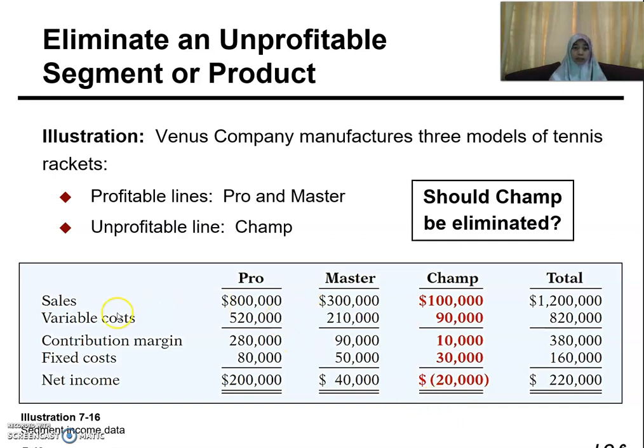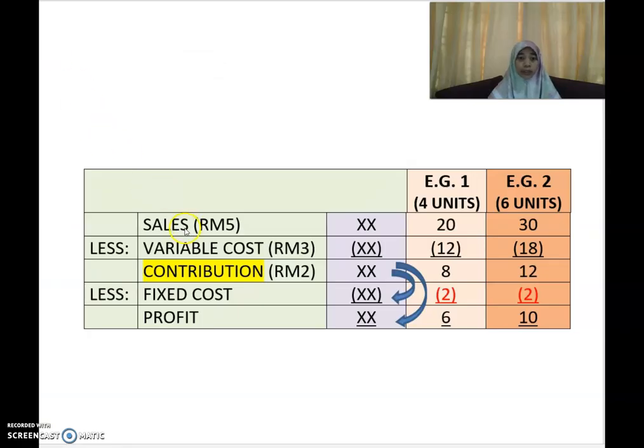So you can see this one is the sales, and then you have your variable cost. This one is your contribution, less your fixed cost gives you your net income. Hopefully you still remember what we did under the CVP analysis before. In the CVP analysis, when we want to make a decision, you look into the contribution. So under CVP analysis, we have looked into sales, less your variable cost gives you your contribution, and then less your fixed cost gives you your profit. What's the use of the contribution? Contribution is being used to cover your fixed cost. If you have extra, that will contribute to your profit or your net income.